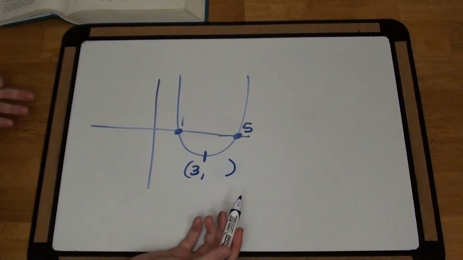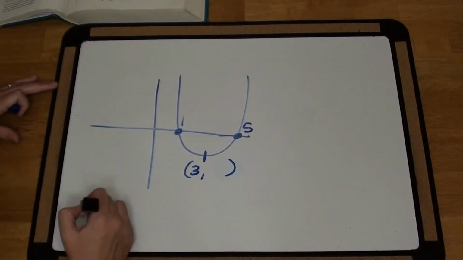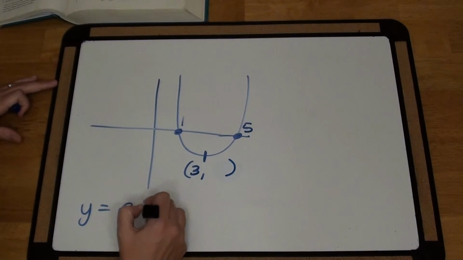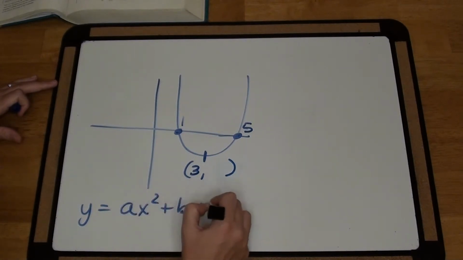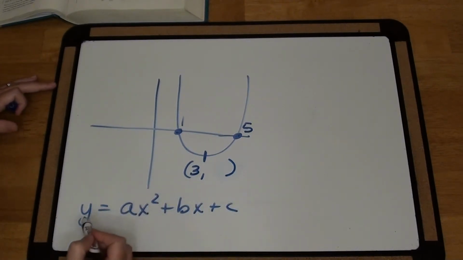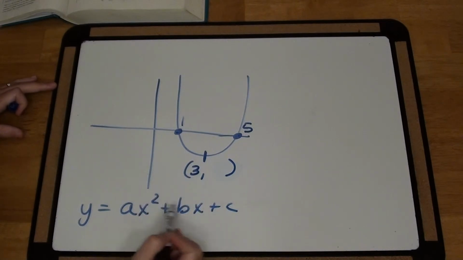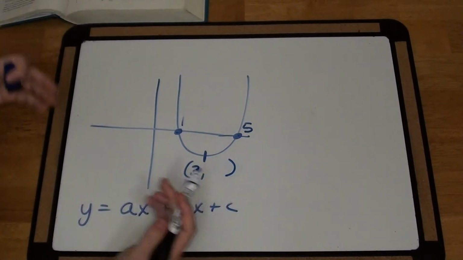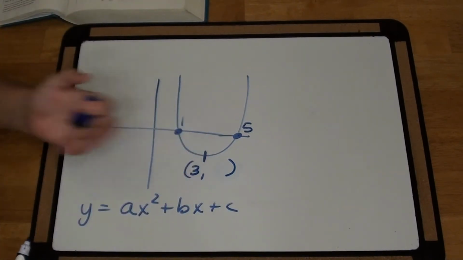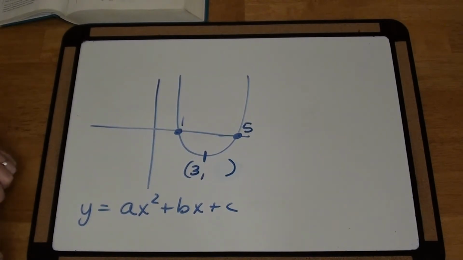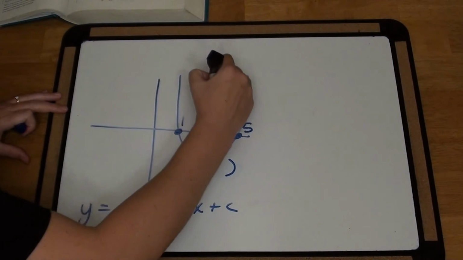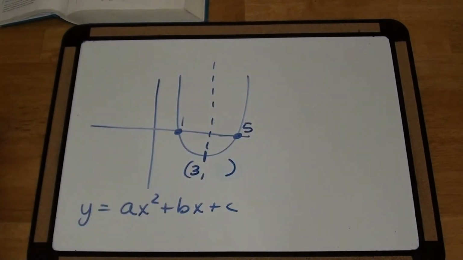It's at 3 with some y value. Well, if I actually had the y equals ax squared plus bx plus c, and I actually knew what these numbers were, I would just plug this 3 in for my x in all the places, and then bam, it would just come alive, and voila, I would have my y point, and I'd be done with my vertex. So the question becomes, how can I figure out where this axis of symmetry is?